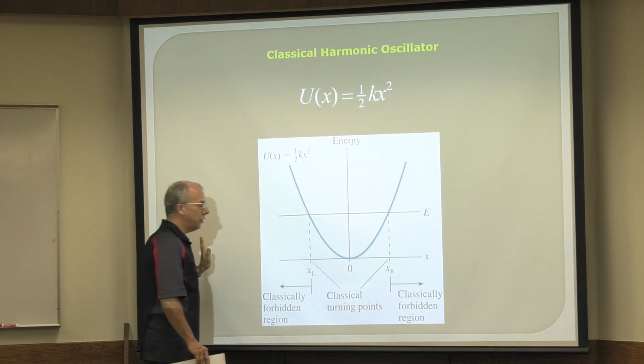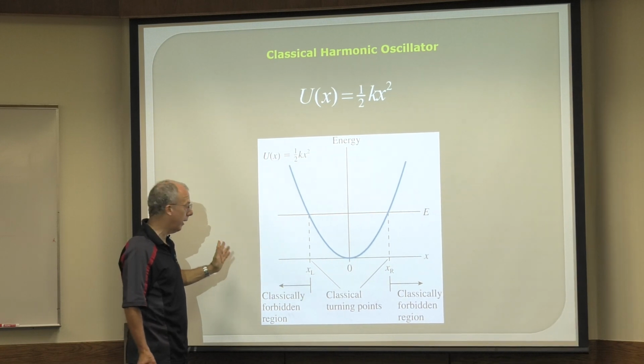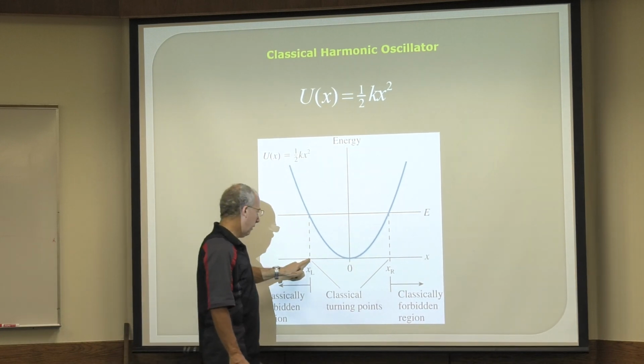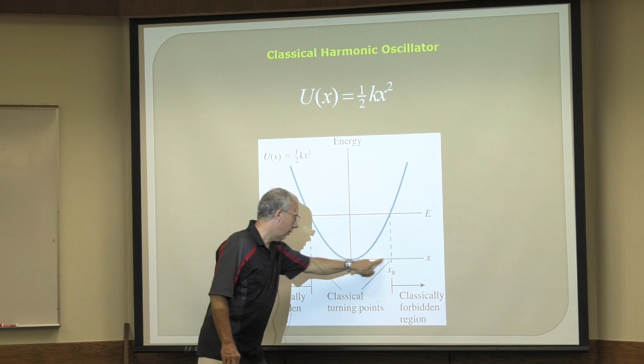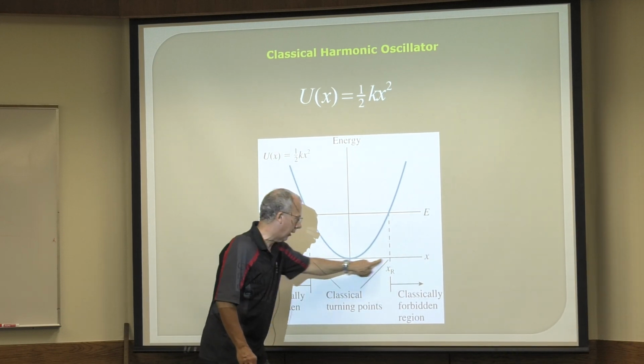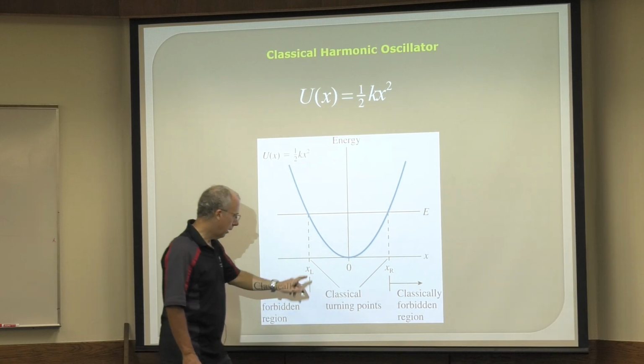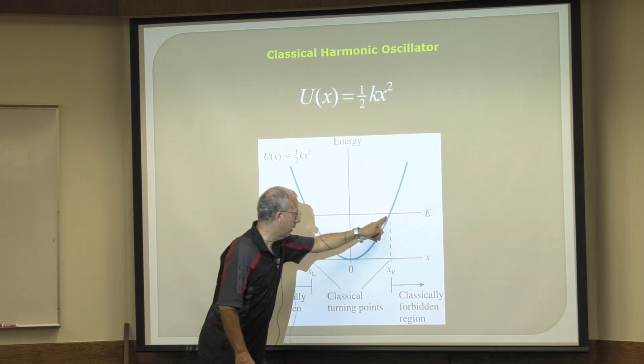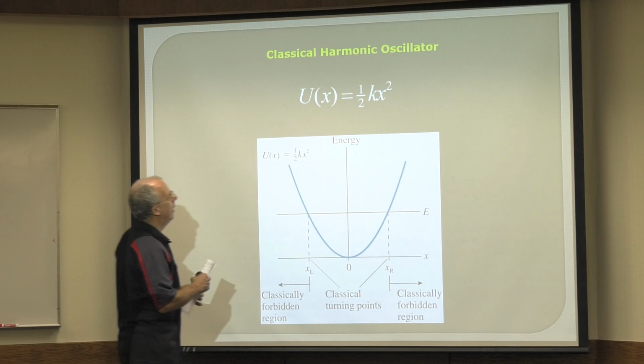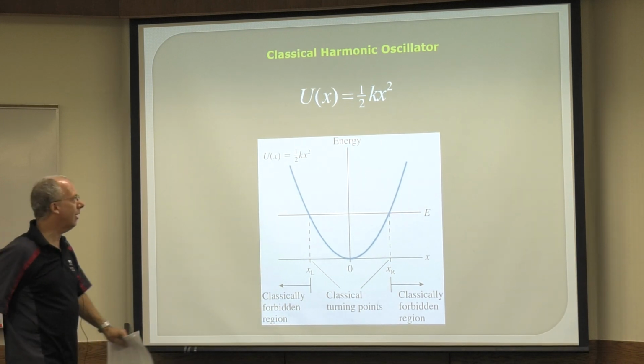Classically, this is forbidden because you can't have negative kinetic energy, right? And so classically, the thing just oscillates along the x, right? Classically forbidden, classical turning point, classically forbidden. But this is quantum mechanics. We can do funny things.